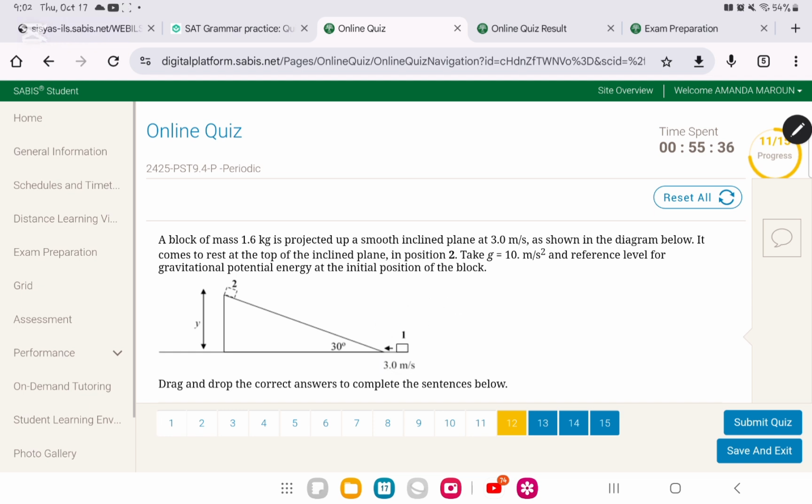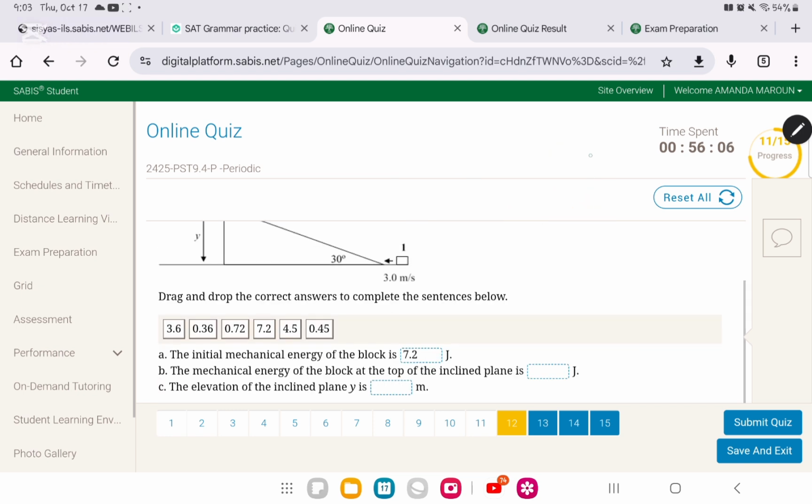So notice here they said it's projected up a smooth inclined plane. Remember when I said smooth or constant velocity means that mechanical energy initial is equal to mechanical energy final. So the mechanical energy initial, if it was 7.2, will be equal to the mechanical energy final, which is 7.2. So directly the mechanical energy of the block at the top, which is mechanical energy final, is 7.2.